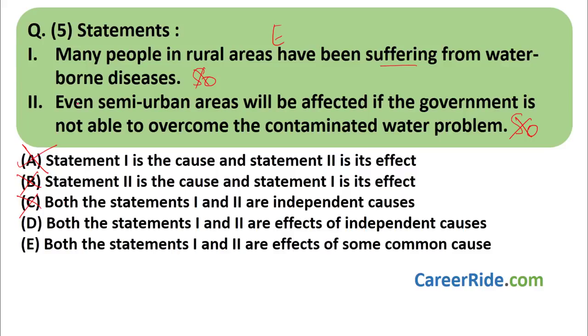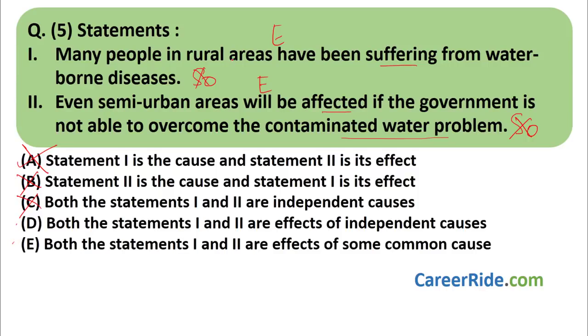Let us check out the second statement also. Even semi-urban areas will be affected if the government is not able to overcome the contaminated water problem. The cause is the contaminated water problem, and if the government is not able to overcome the problem, then even semi-urban areas will be affected. So this will also be an effect. It is not a cause. So option C is also not there. Now we have to see whether it is D or E.